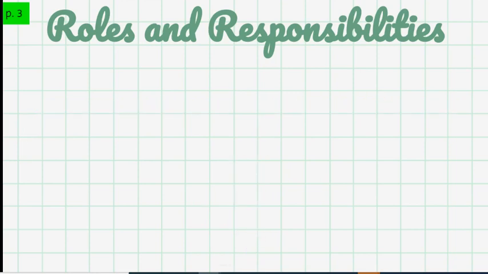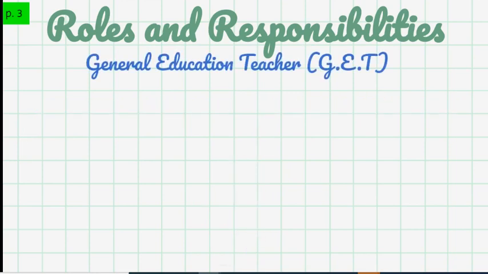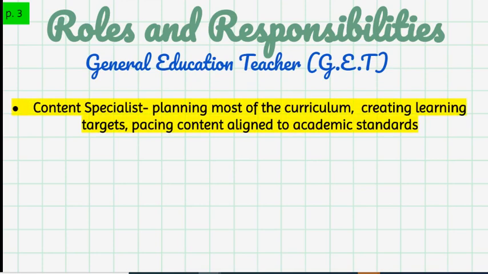Okay, now that you're back, let's think. If we're a general education teacher, let's talk about what is your big win? What do you bring to the table each time? You are the content specialist. So that means you know your standards. You are planning most of the curriculum. You are creating those learning targets. Your pacing guide is aligned to the academic standards. This is the wheelhouse you work in all the time.